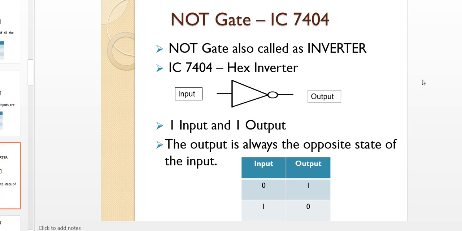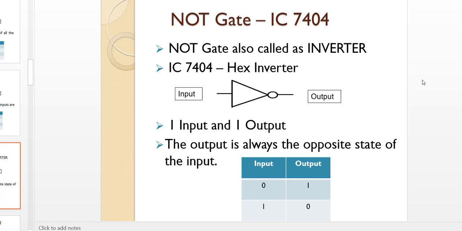A NOT gate is a kind of digital gate or logic gate which can have only 1 input and 1 output. Please remember the key point. What is the key point? A NOT gate can have only 1 input and 1 output, whereas all other logic gates have minimum 2 inputs and only 1 output. I said minimum 2 inputs and only 1 output.